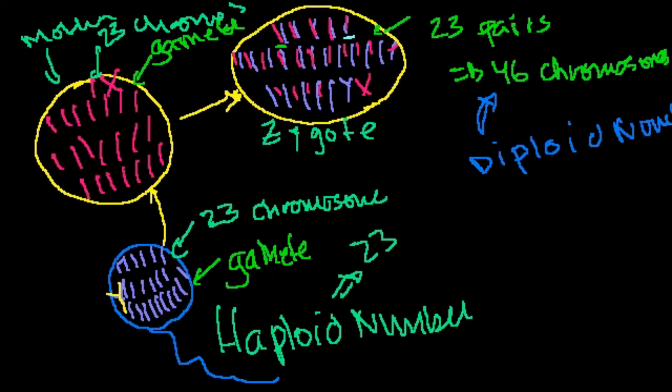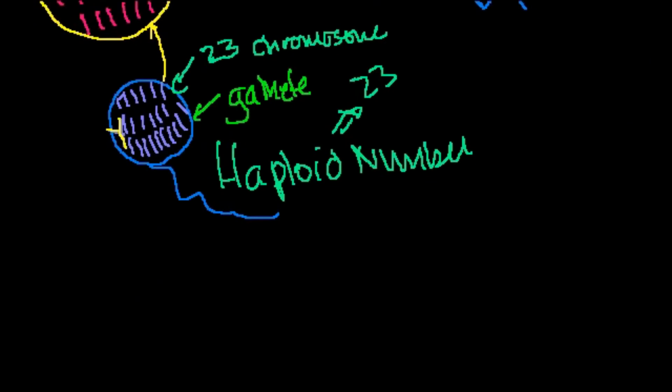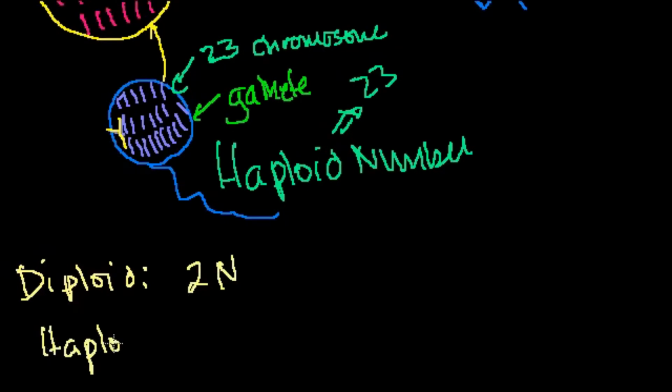And this is for humans, right? For any organism, you'll sometimes see this notation, so I want to make sure you're comfortable with it. If the diploid number is 2n, then the haploid number is going to be half of that, or just n. Now, in the case of humans, the diploid number is 46, so n is equal to 23.